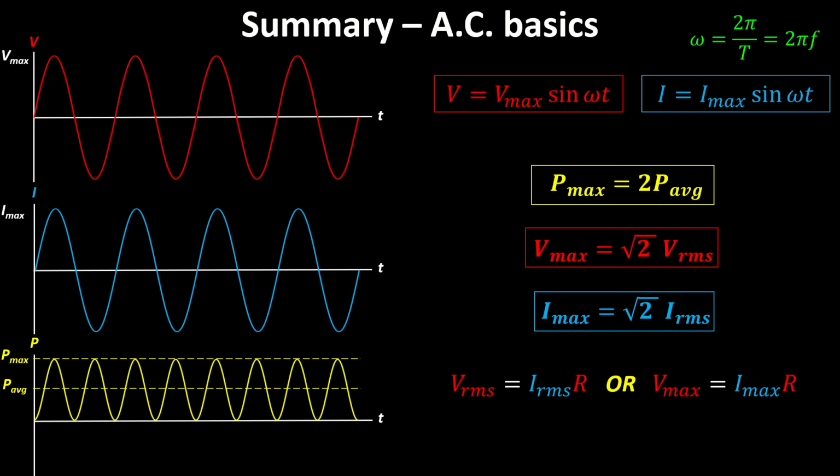You can use Ohm's law in AC just like you can in DC, just you've got to make sure that you use the correct one. You either use RMS values together or you use maximum values together. You can't mix and match RMS and maximum values. You've got to use one or the other.